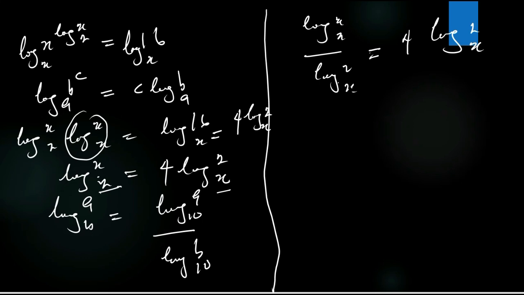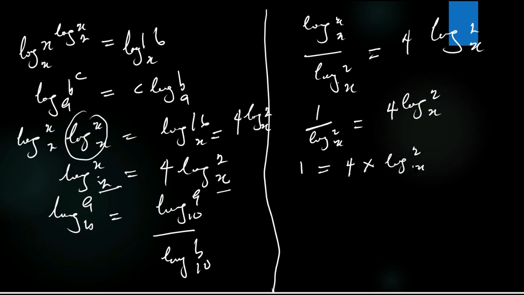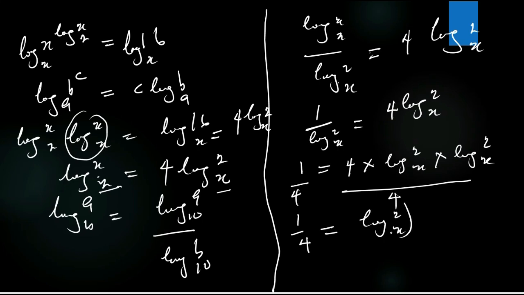And cross multiply: log 2 base x here to multiply log 2 base x times 4. That's what I'm simply saying. Log x base x is equal to 1. That is 1 over log 2 base x equals 4 log 2 base x. So that 1, if you cross multiply, becomes 4, let me write it out, times this log 2 base x times log 2 base x. Can obviously divide both sides by 4, so that I have 1 over 4 equals log 2 base x all squared.